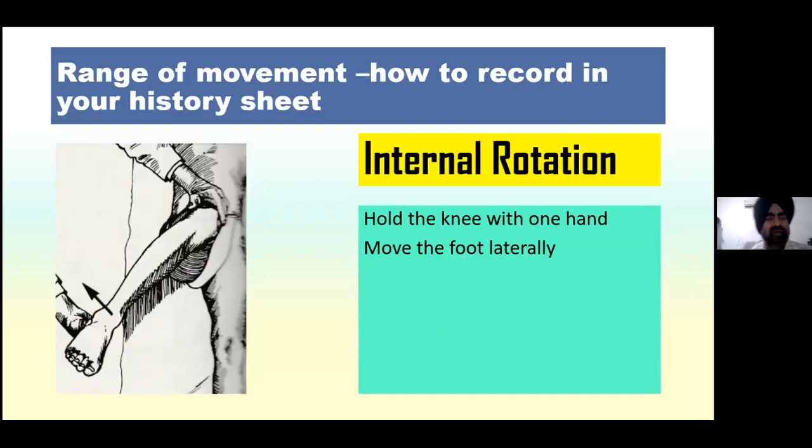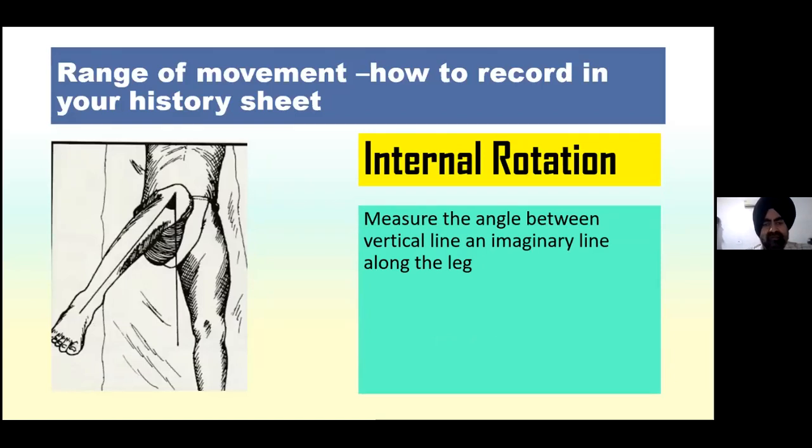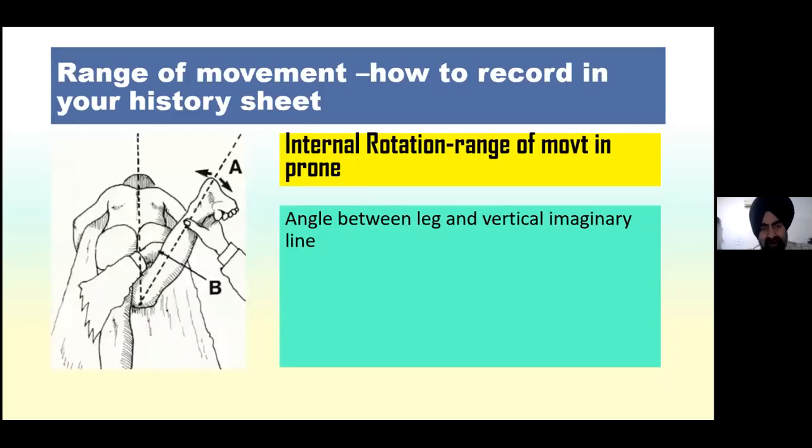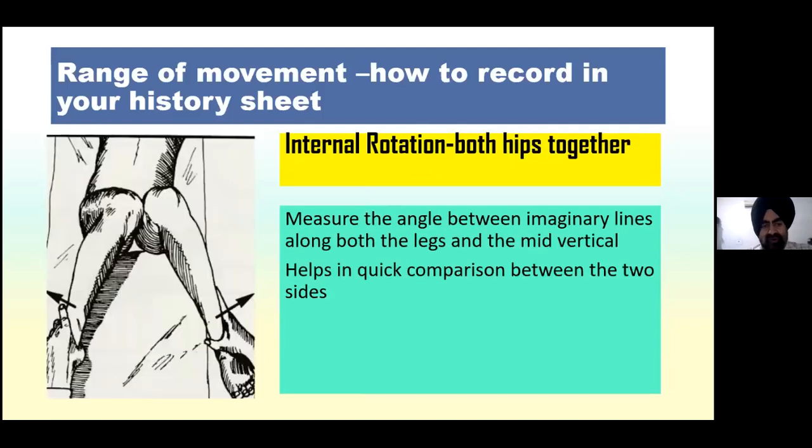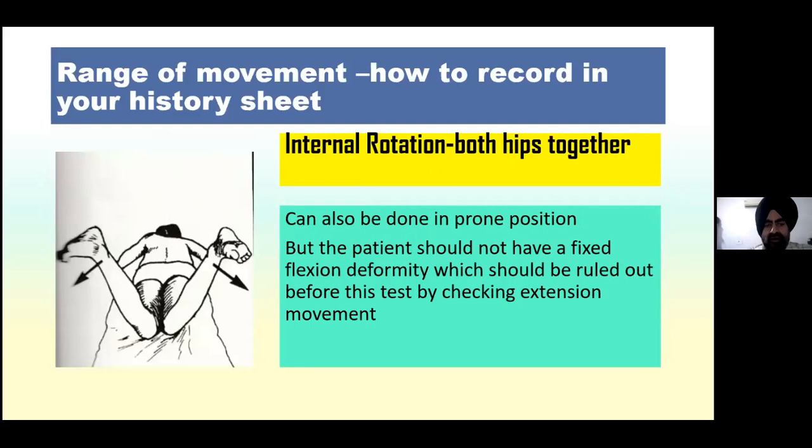Then internal rotation. This is how the internal rotation is being tested. Measure the angle between the vertical line and an imaginary line along the leg, the angle between the leg and the vertical imaginary line. See, this is internal rotation of the hip being tested in the prone position. Here, internal rotation is again tested. Testing both hips will help in a quick comparison between the two hips. This is again internal rotation of both hips being tested together.